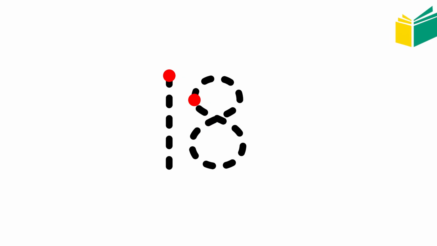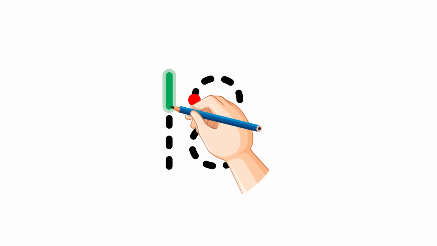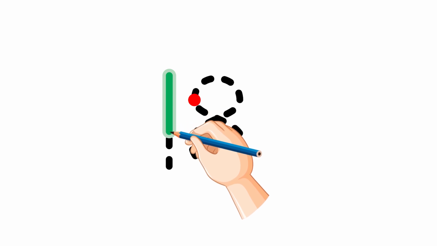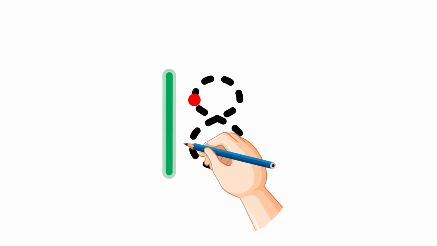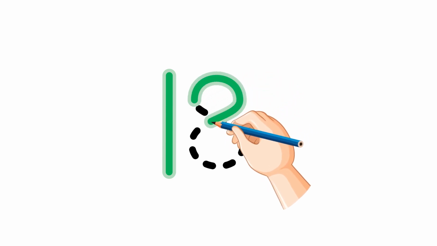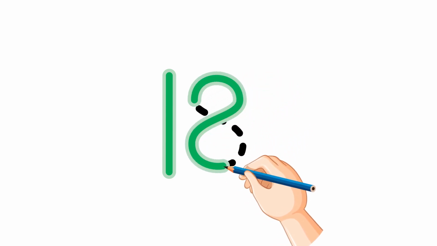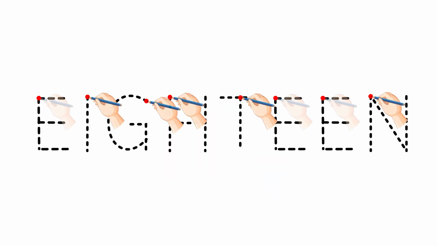Let's learn to write number 18. We can write it in numbers and in words. You can see the red dot. Place your pencil on the red dot and move it on the other dots. It is very easy.